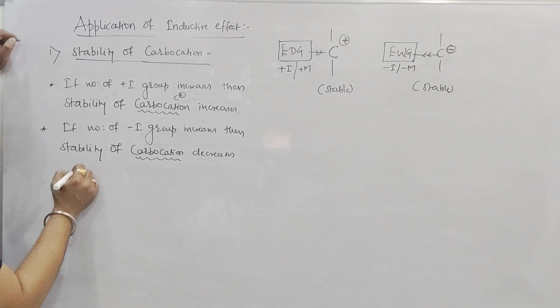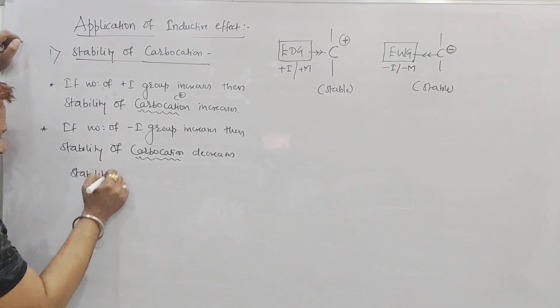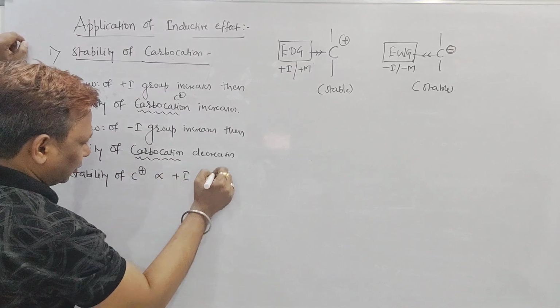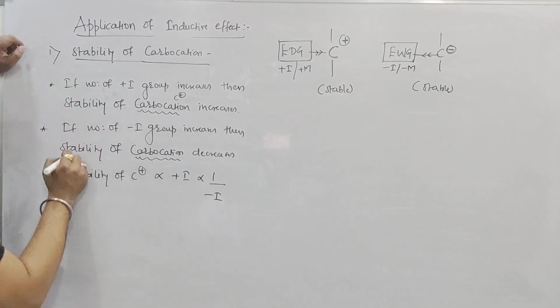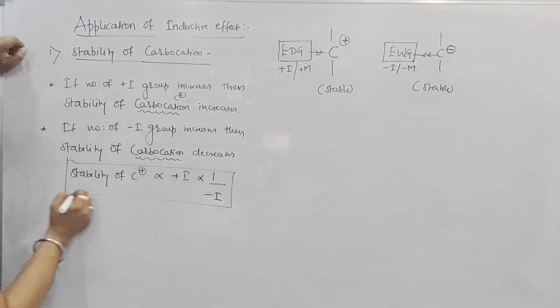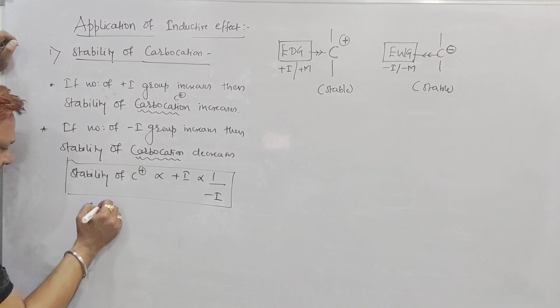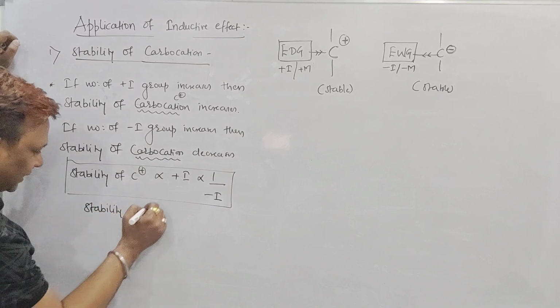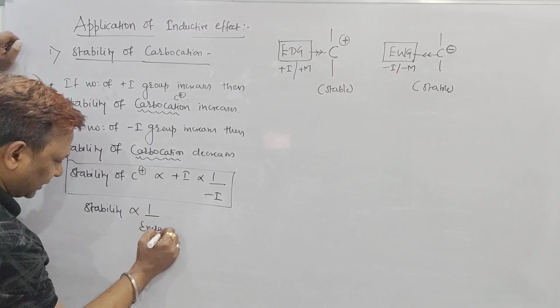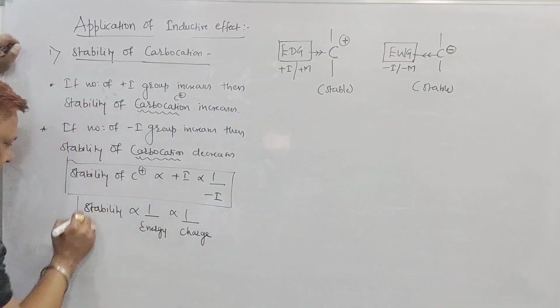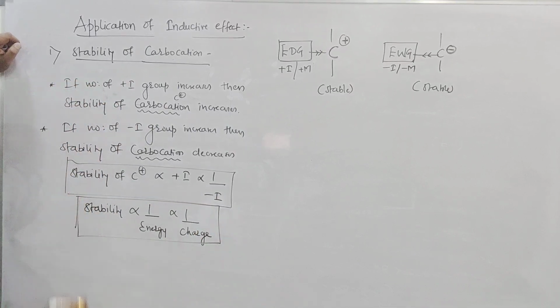So we can say stability of carbocation is directly proportional to plus I groups but inversely proportional to minus I groups, and we should know the order of plus and minus I. Based on that we can decide the stability of carbocation. Even we know the stability of anything is inversely proportional to energy. Greater the energy, less the stability, and it is also inversely proportional to charge. Greater the charge on the species, less the stability of that particular species.